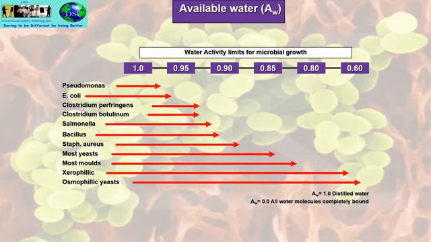Salmonella, we got Bacillus, Staph aureus, Staphylococcus aureus, most yeasts, most molds, xerophilic, osmophilic. Xerophilic and osmophilic yeasts require very small amounts of water indeed. So you can see on the bottom the legend says AW is distilled water, and 0.0, all water molecules are completely bound. But you will find even dried products, such as dried rice or powders, do have a water content, albeit very small, not enough for any bacteria to grow.